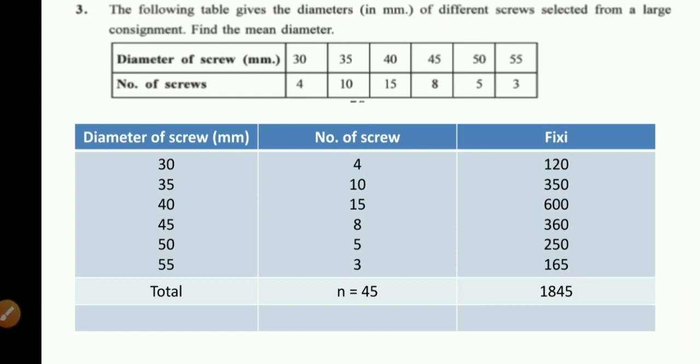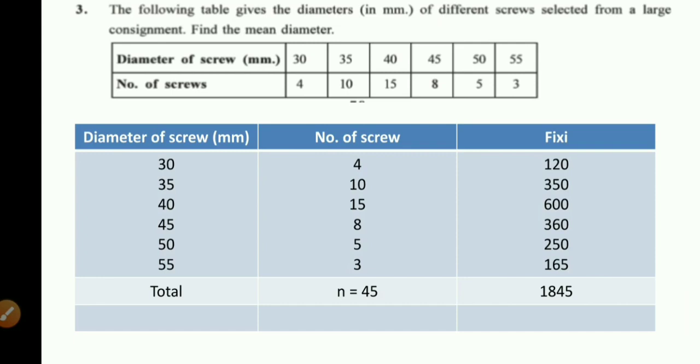Now we have one sum based on the discrete frequency distribution. Here the following table gives the diameter in mm of different screws selected from a large consignment. Find the mean diameter. We have to find the mean. Diameter of screw is given and number of screws are given. Diameter of screw is xi and number of screw is fi. So diameter of screw we will take as xi: 30, 35, 40, 45, 50 and 55. Number of screw we will take as fi: 4, 10, 15, 8, 5 and 3.